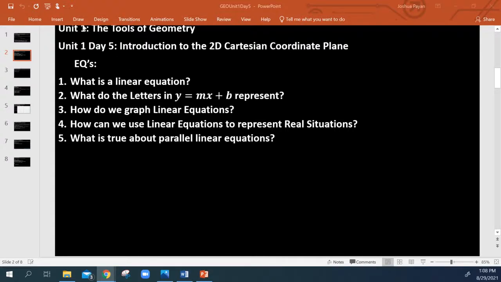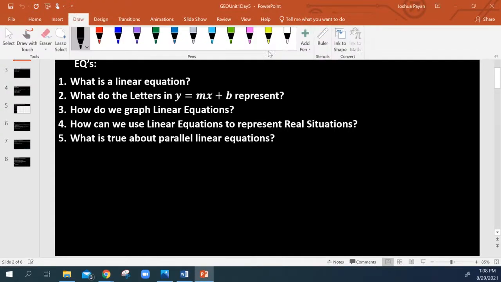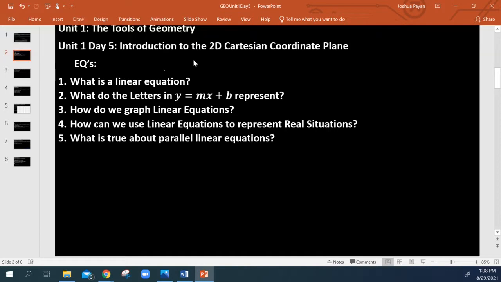Okay, so this is going to be our day 5 lesson of Unit 1. And in this lesson, we're talking about the 2D Cartesian coordinate plane, so just getting a little bit of an introduction into it.